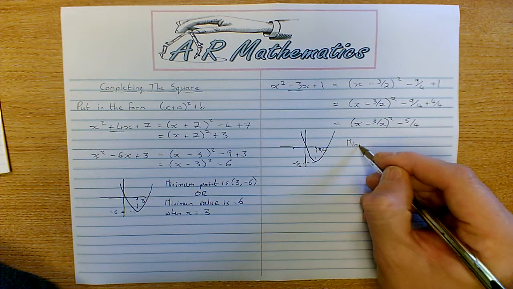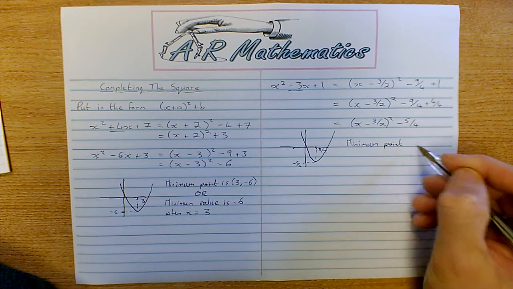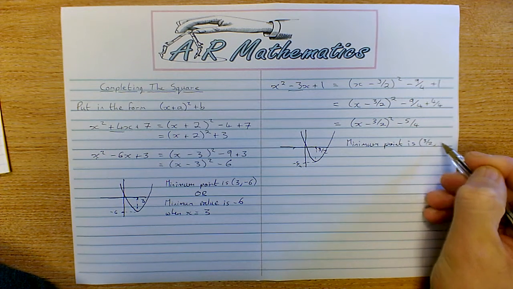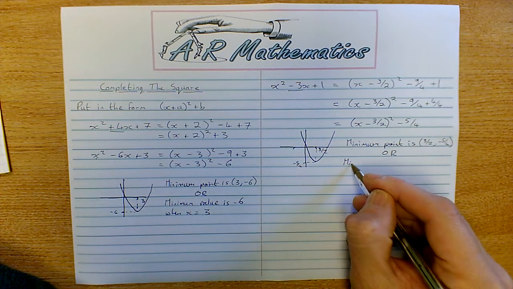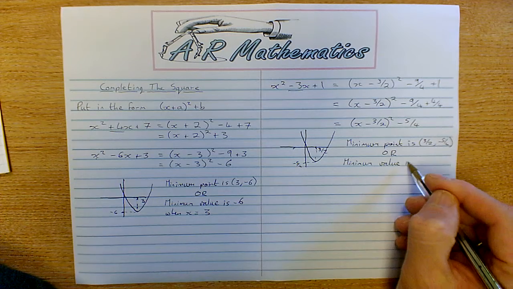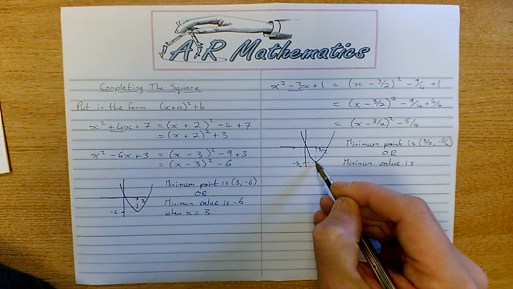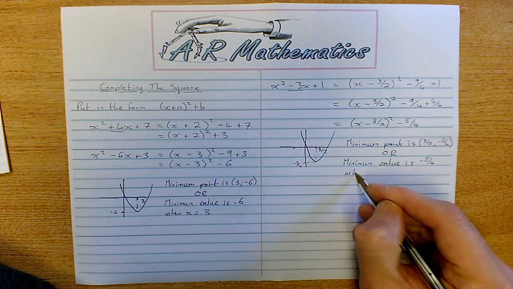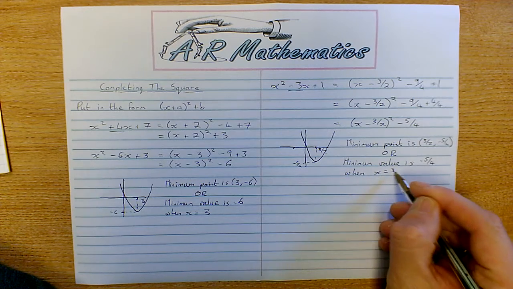So again, the coordinates of my minimum point are, in this case it's 3 over 2, minus 5 over 4. Or, you know that the minimum value is, so it comes down, down, down until it gets to its lowest point here. So the minimum point is minus 5 over 4, and that happens when x is 3 over 2.